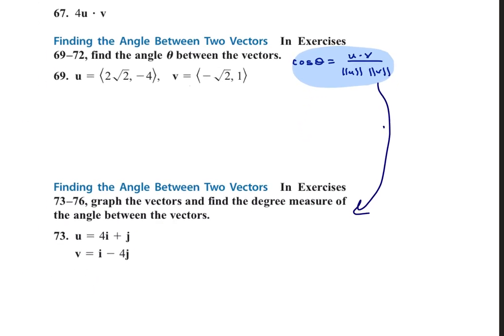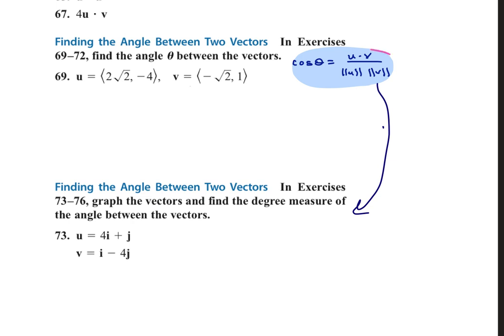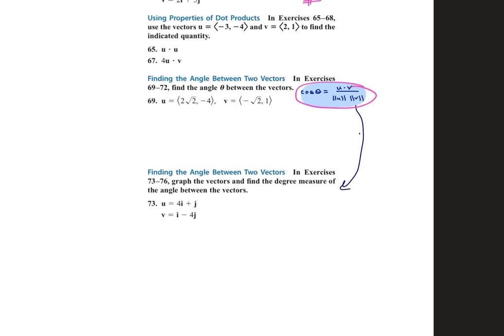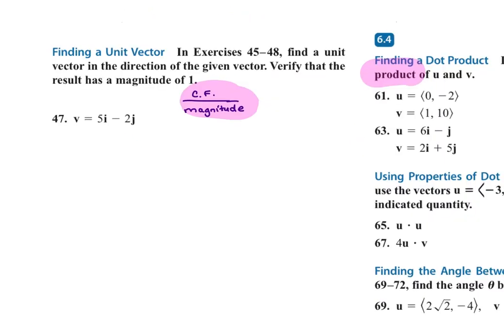Okay, angle between two vectors. This formula will be given to you. This is one that requires the calculator. So it's the dot product of the two vectors over the product of the magnitudes. And then we take the inverse cosine of that whole thing to get the angle in between. That would be both 69 and 70.